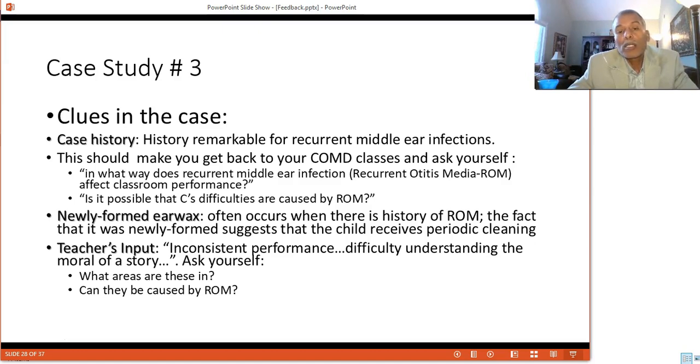Teacher's input: inconsistent performance, and difficulty understanding the moral of a story. So you ask yourself, what areas are these in? For example, the moral. What areas of language enable you to understand the moral? The moral is one thing, one line, one conclusion that you draw based on your understanding of the entire story. The example I give frequently is the story of the 3 little pigs. One pig builds a house with hay, very quickly assembles it, he's all set. The second one with sticks, the third one with bricks.